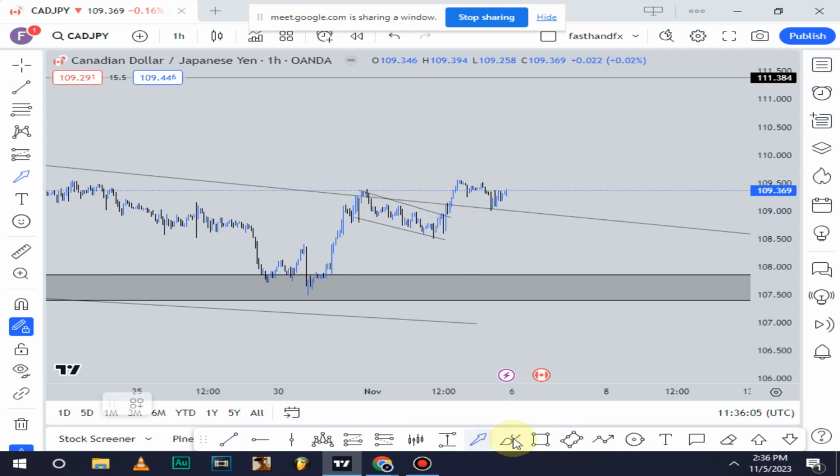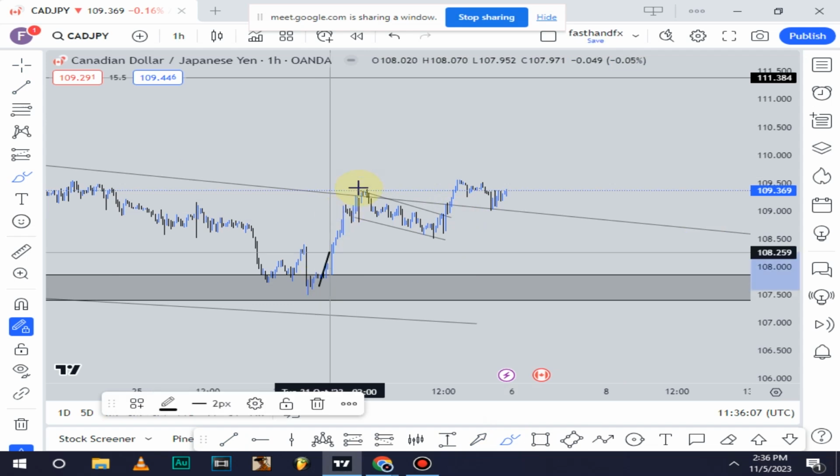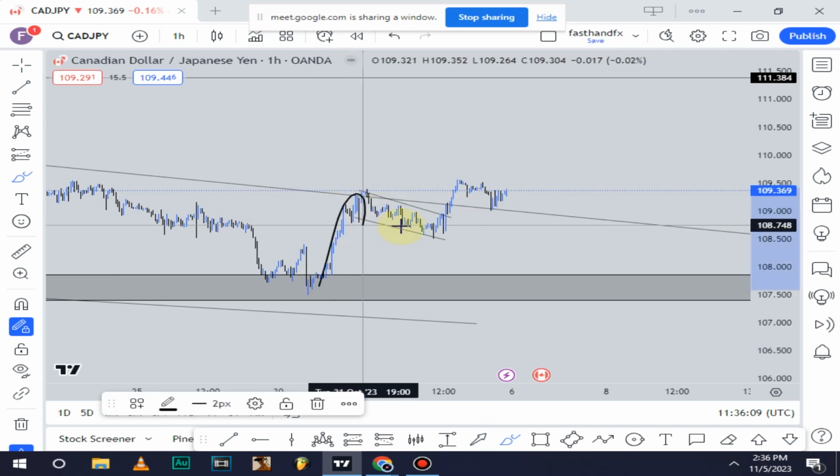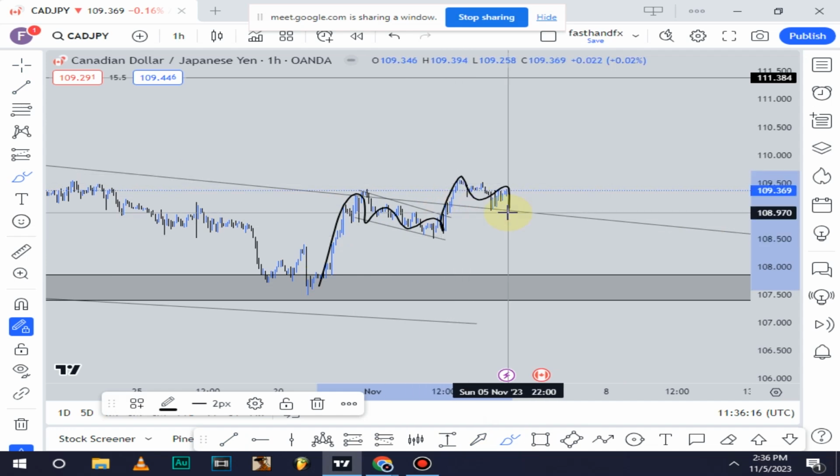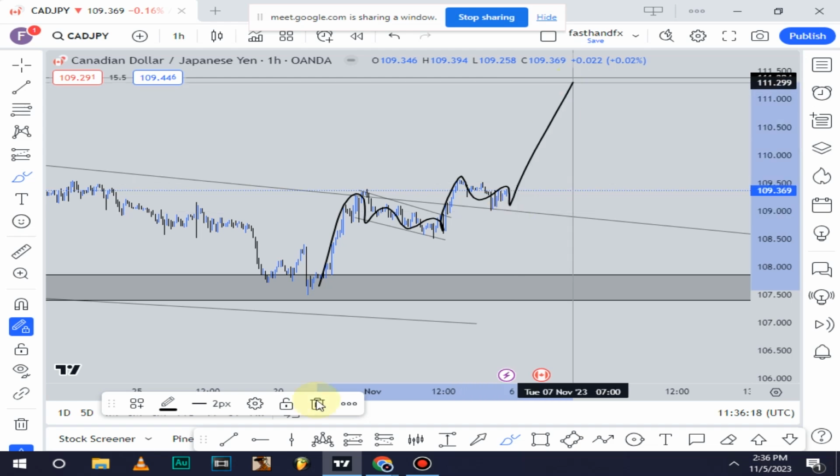Seeing that is just an indication that we should be going up. Impulse movement, correction. After an impulse movement, of course, you expect a correction. After a correction, we expect another impulse. So we should be going up.